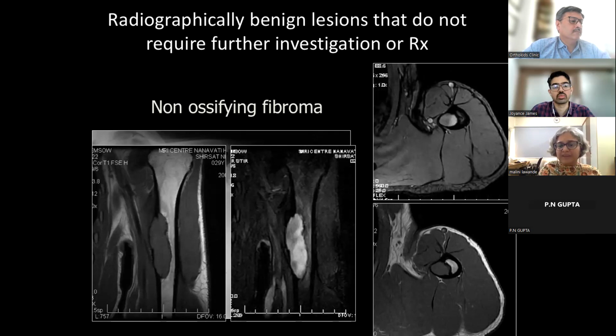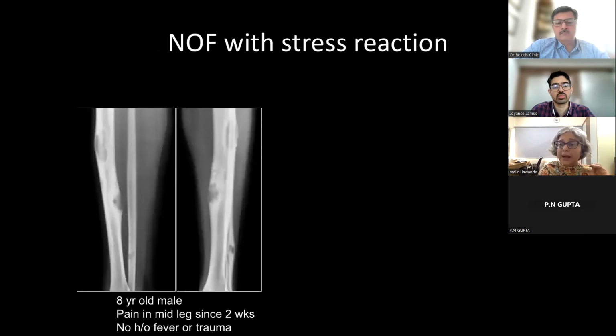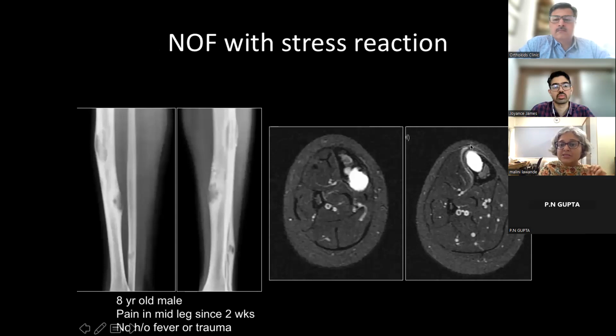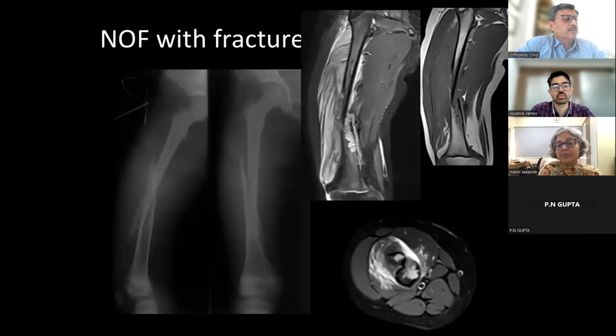It's cortical, well-defined. But in this child with multiple non-ossifying fibroma, MR still helped because this one had a stress reaction. There was edema. So it could kind of be explained, this is what is causing the pain which they were worried about. Sometimes, rarely, you have these larger non-ossifying fibroma, which had in fact fracture. These are much less common.